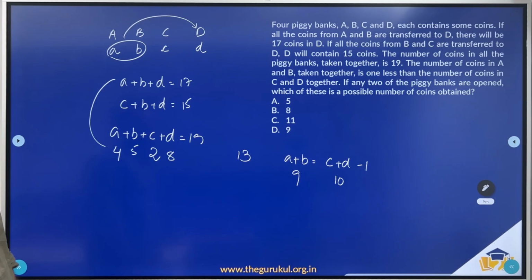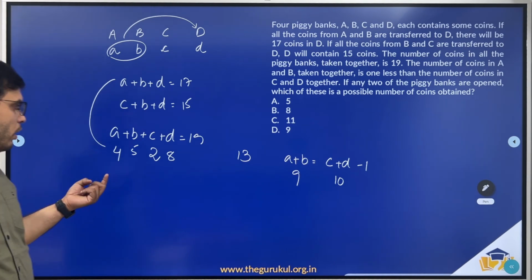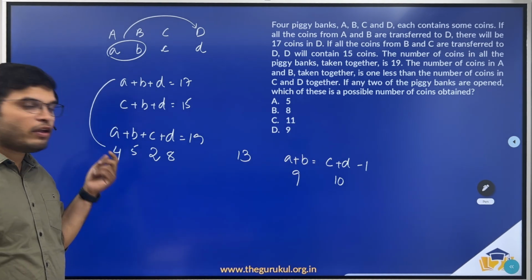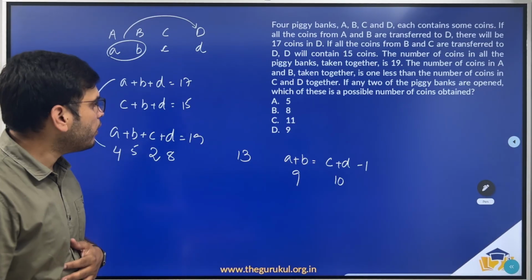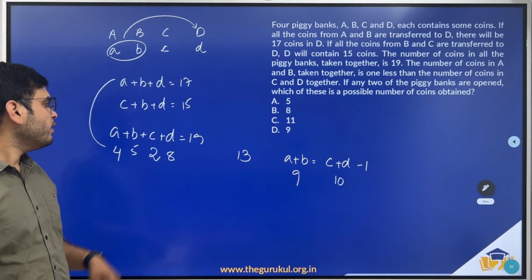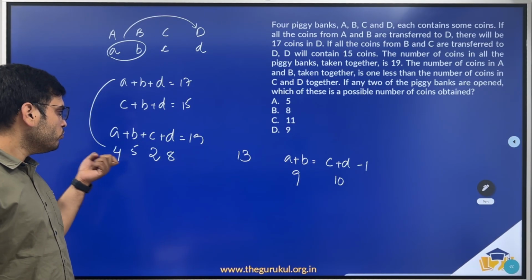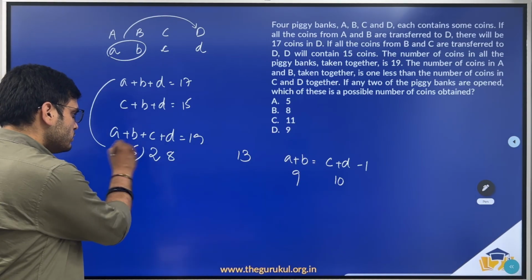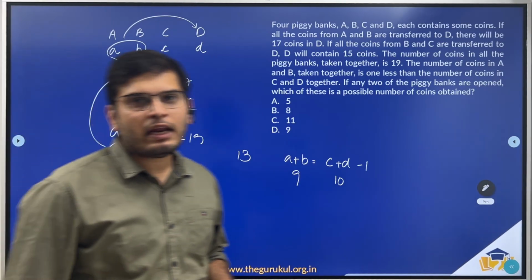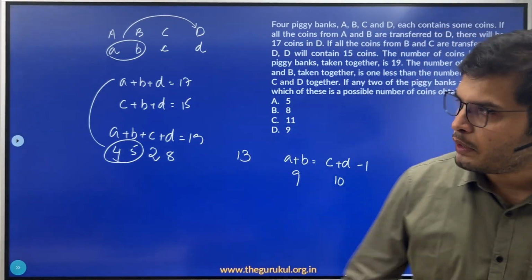Now what was asked? If any two of the piggy banks are opened, which of these is a possible number of coins obtained? 5. No, right? So in order to have 5, you should be opening only one piggy bank, right? Then 8. No, again one. 11. Not possible. 9. Yes. By opening piggy banks A and B, you will be having a total of 9 coins. Done.